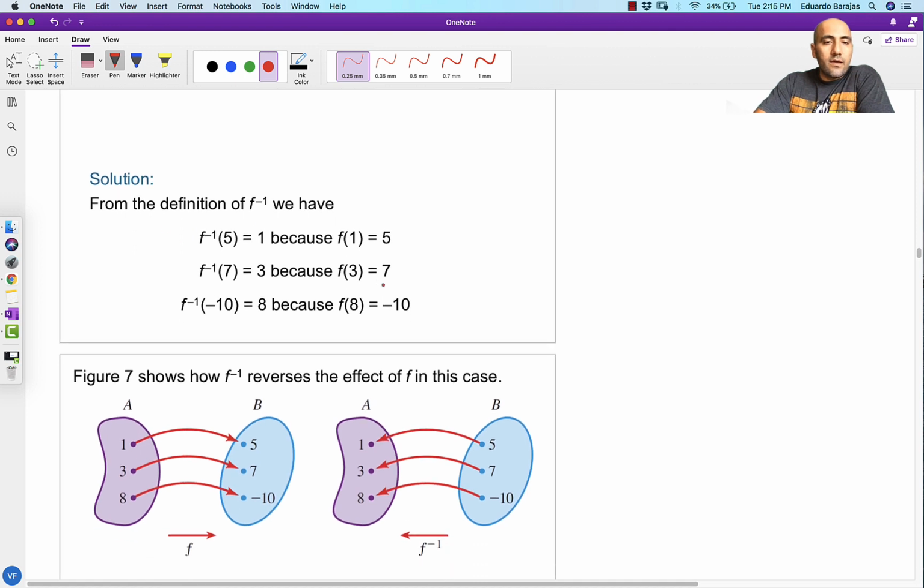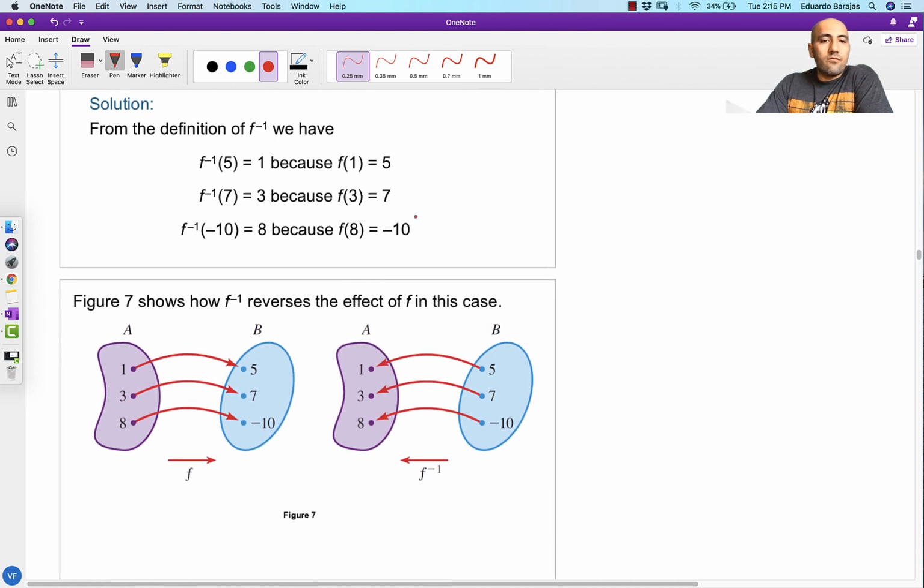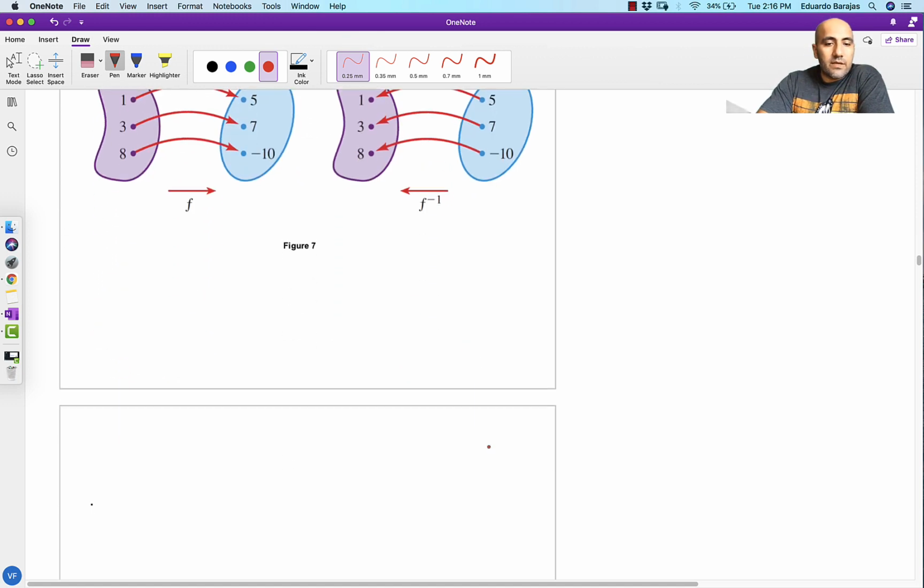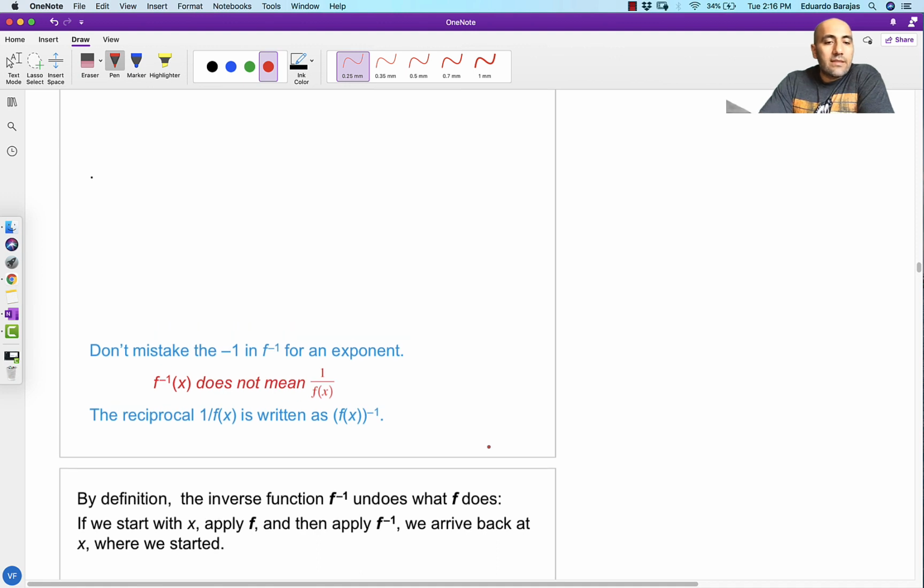Okay, so that's what I wrote. F inverse of 5 equals 1 because f of 1 equals 5. F inverse of 7 equals 3 because f of 3 equals 7. And f inverse of negative 10 equals 8 because f of 8 equals negative 10. Okay, so it's the same thing I did. Let's move on. Okay, don't make the mistake.